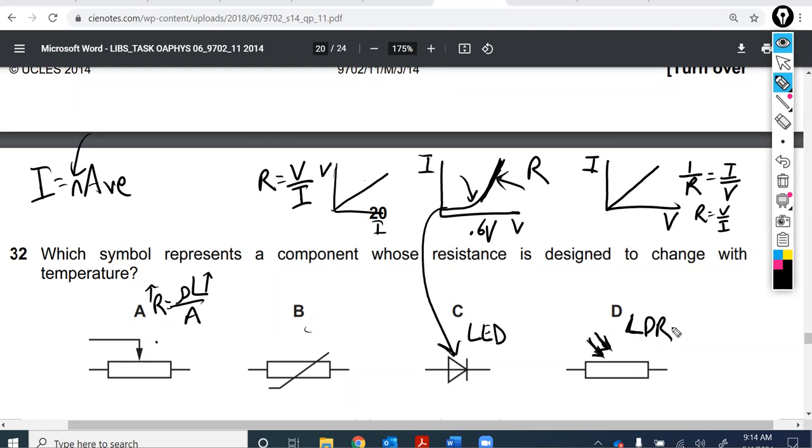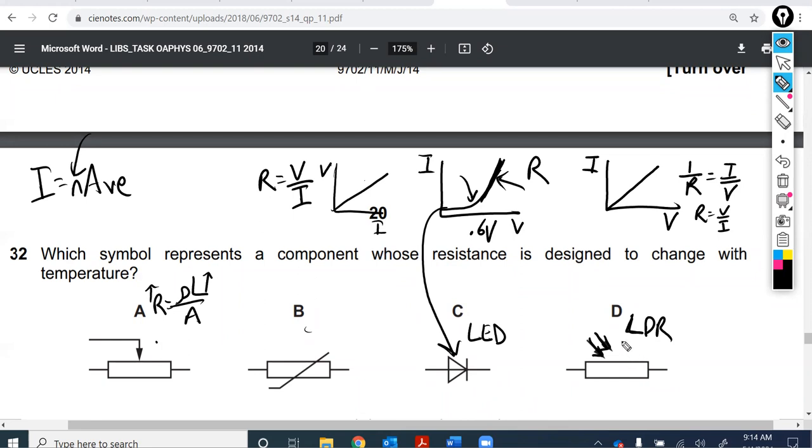And so the resistance of these LDRs actually goes down as you put light on them. And so when light shines on an LDR, it frees up more conduction electrons. And so the charges can more readily conduct through this because you're getting more conduction electrons. And so the resistance actually goes down.